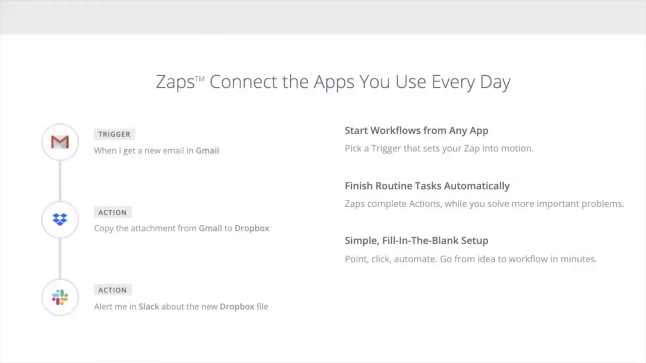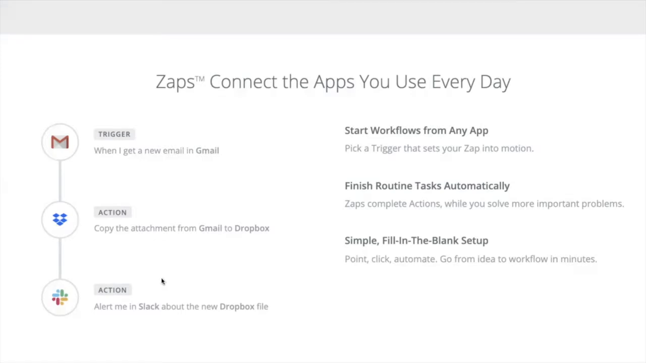You can finish routine tasks automatically. This will free up your time from mundane tasks that you had to spend a lot of time doing, so it can complete those while you solve more important problems that require actual thinking. Another good thing about Zapier is that it's simple and fill-in-the-blank. As I said before, it's software as a service and it involves no code. All you have to do is point, click, and automate. You just click on the things that you want and Zapier will do the rest for you.